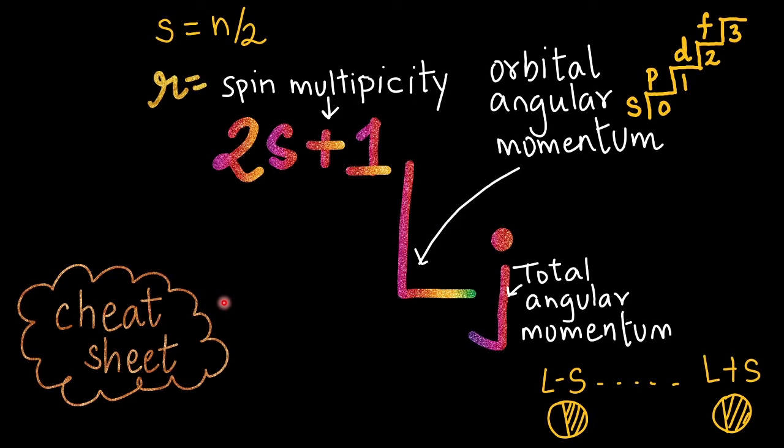So this is the basic cheat sheet that you need to follow. ठीक है, इस cheat sheet से आपको कभी भी कुछ भी निकालना हो, किसी भी element का term symbol निकालना हो, you can find it from this formula, right? So what is term symbol? Okay, this is 2S plus 1 L J. So what are these terms?